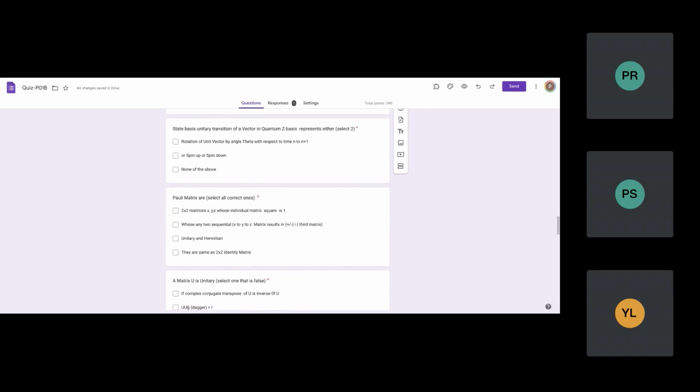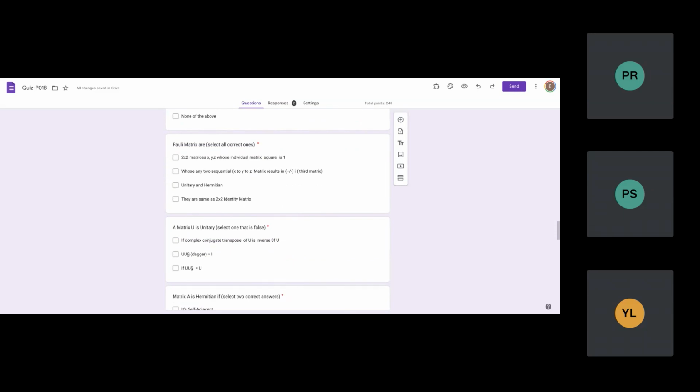So we go to Pauli matrices, or select all correct ones. 2 by 2 matrices x, y, z whose individual matrix square is 1, that's correct. Whose any two sequential, x to y, y to z matrix results in plus minus i third matrix. So what does it mean?